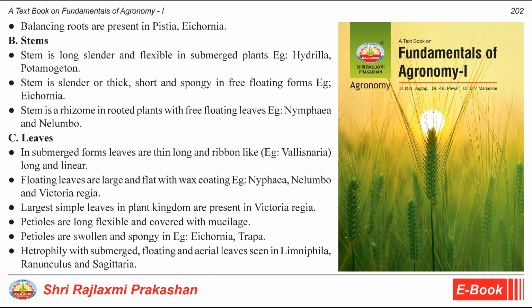Point C. Leaves. In submerged forms, leaves are thin, long and ribbon-like. Example, Vallisneria, long and linear. Floating leaves are large and flat with wax coating. Example, Nymphaea, Nelumbo and Victoria regia. Largest simple leaves in the plant kingdom are present in Victoria regia. Petioles are long, flexible and covered with mucilage. Petioles are swollen and spongy in, for example, Eichhornia, Trapa. Heterophylly with submerged, floating and aerial leaves is seen in Limnophila, Ranunculus and Sagittaria.